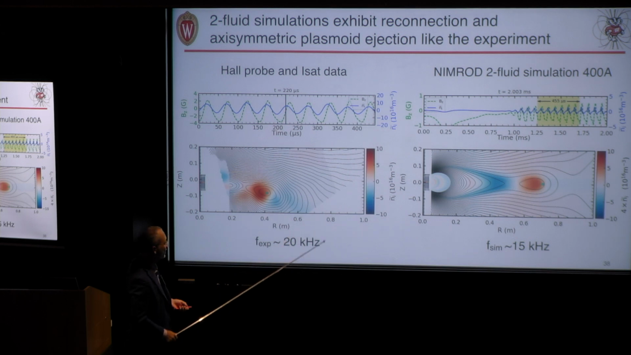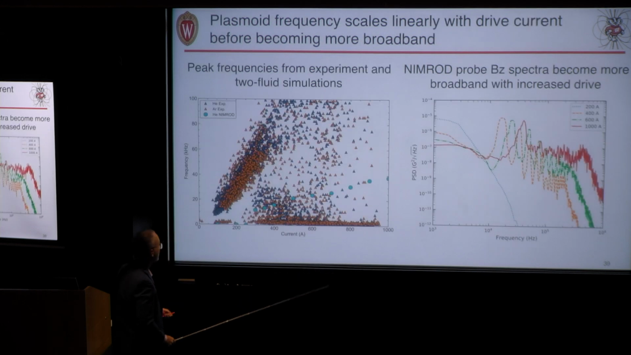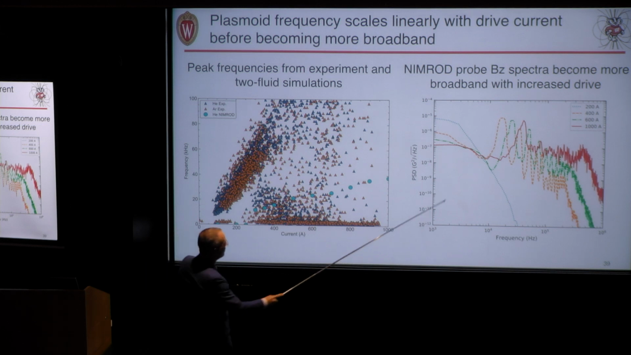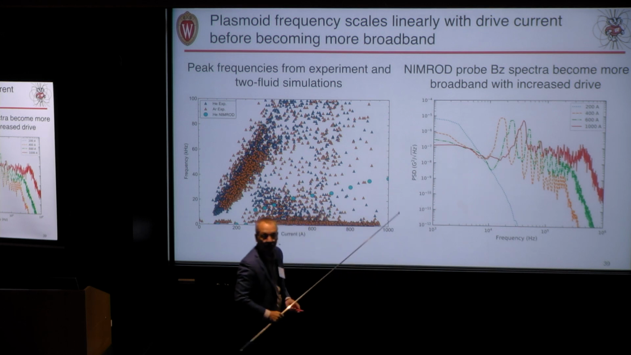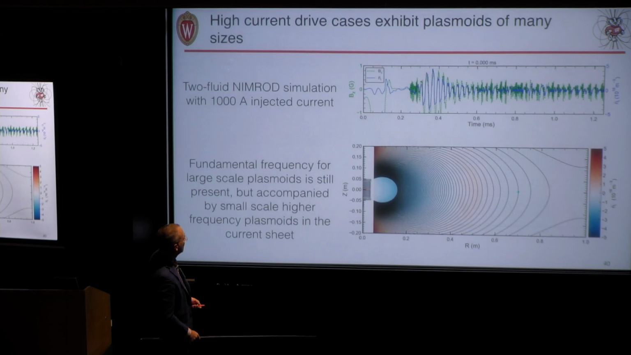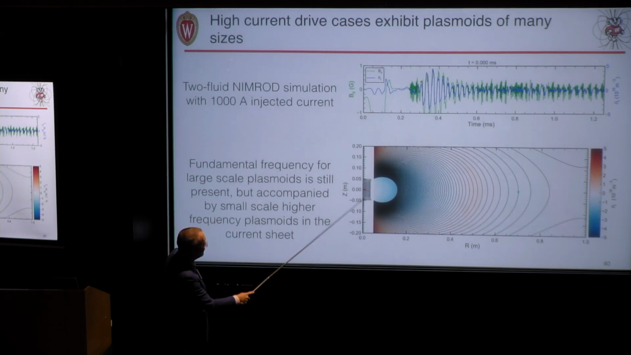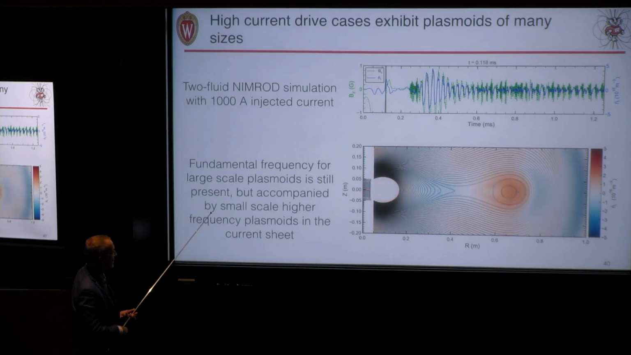And so it makes you wonder what happens if you drive it harder, in the mode where we saw more broadband fluctuations. What we find is that as we go to larger and larger currents, the fluctuation spectrum becomes much broader band. This is now from the simulations. This is showing a representative scatter plot for the experiment. And of course, in the simulations, we can drive it harder. So this is what happens if you drive more current in the simulations in Hall MHD.